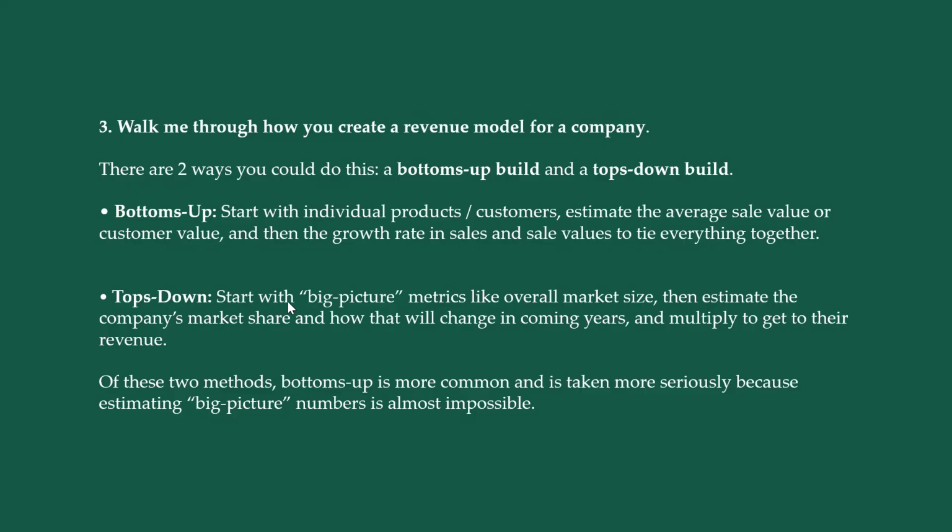If you are not doing an apples to apples comparison, then you are doing it wrong. You cannot compare an apple with an orange, or with other fruits. It should be an apple to apple comparison, and for that you have to adjust your financials. So this is the top down approach, and the bottoms up approach goes from down to up. We start with individual products and customers, estimate the average sale or customer value, and then the growth rate in sales and sales versus sale values to tie everything together. This one is easier and more preferred by analysts.